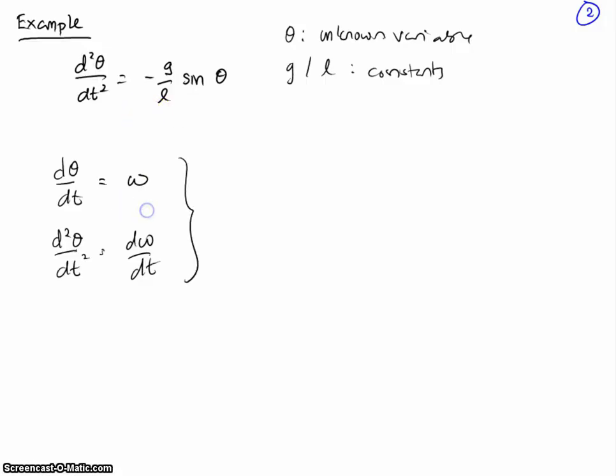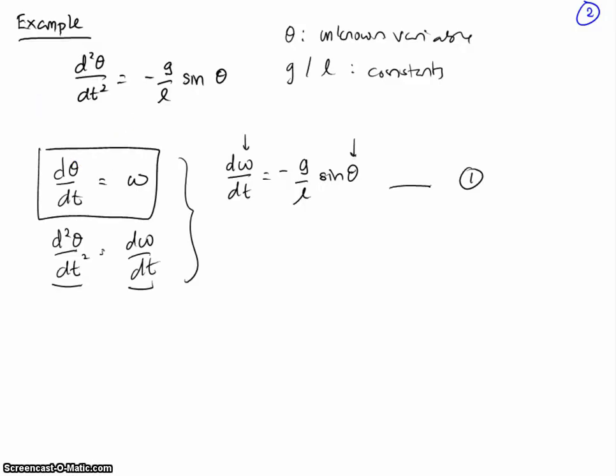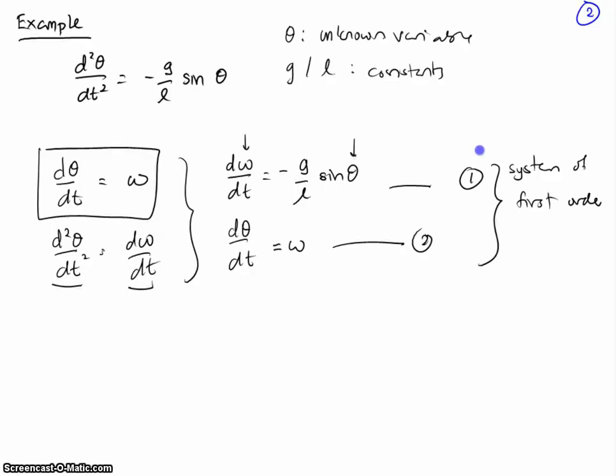Since d^2 theta/dt^2 is d omega/dt, this will also be equivalent to minus g over l sine theta. So this is our first equation, and this equation right now contains two unknowns, theta and omega. So you need another ODE to complete this system. That second ODE comes from the new variable that you have introduced. Here you have d theta/dt equals omega. So you have equation 2, and these two equations would be your system of first order ODEs.